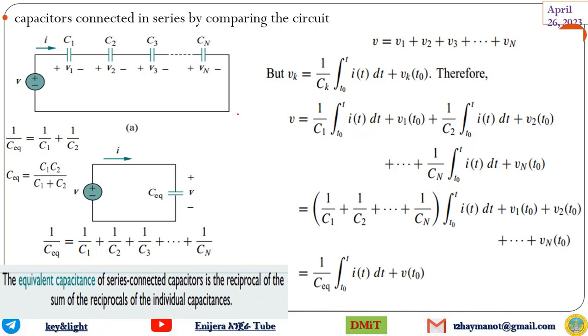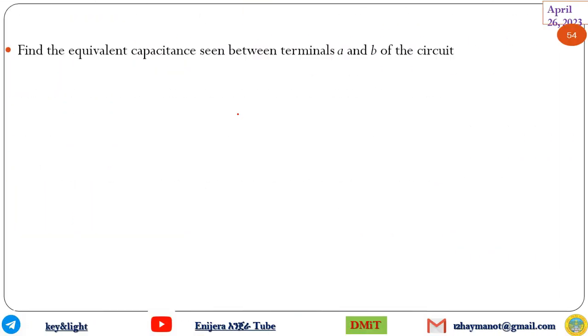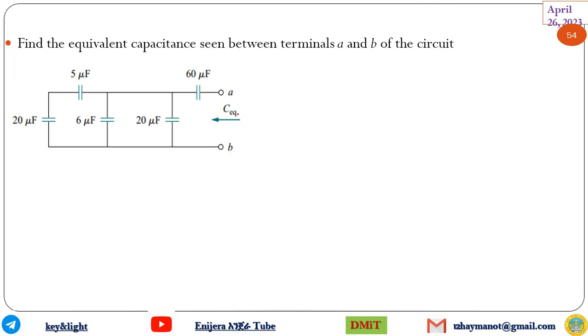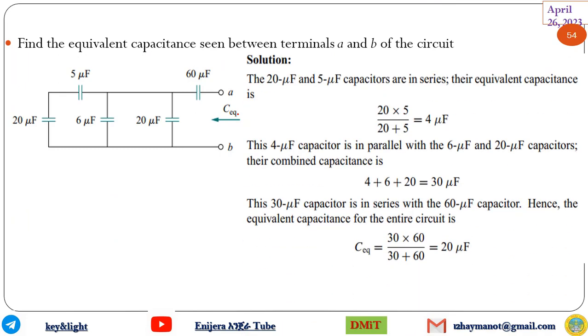So the equivalent capacitance of series connected capacitors is the reciprocal of the sum of the reciprocals of the individual capacitors. Look, nice connection is got.